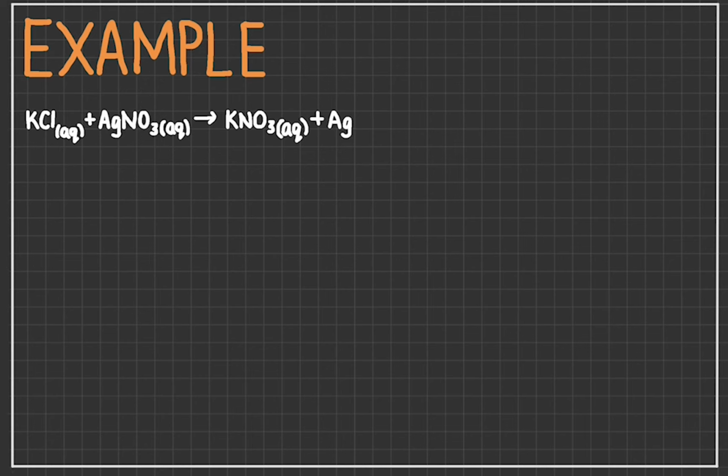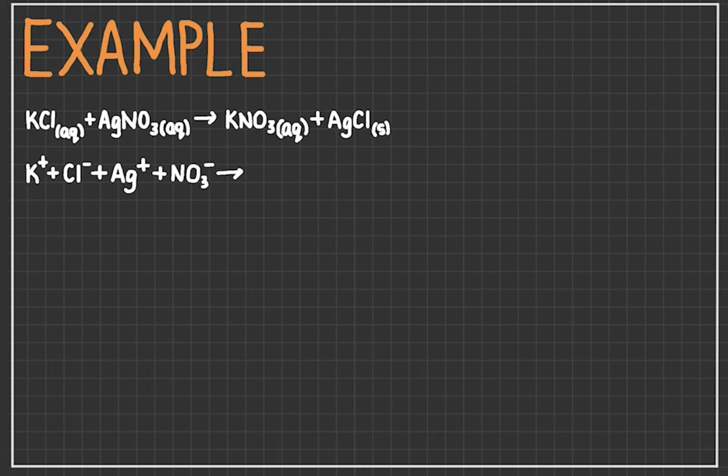The next step is to eliminate the spectator ions. These are the ones present on both sides of the equation. In this case, these will be potassium and nitrate. Once we cross those out, we are left with this equation. And that's our net ionic equation.